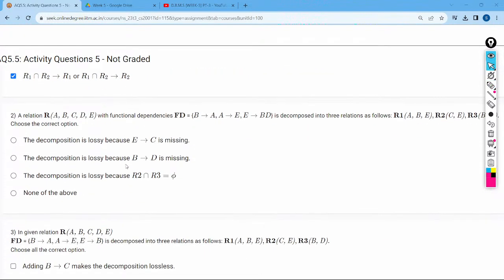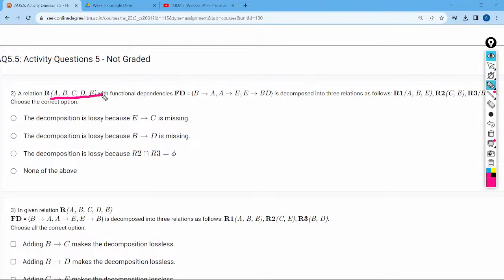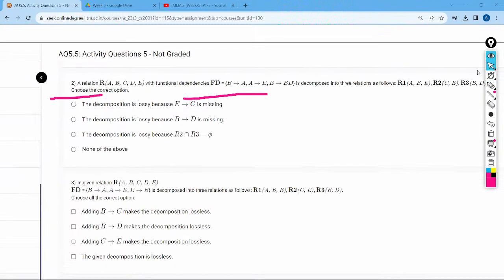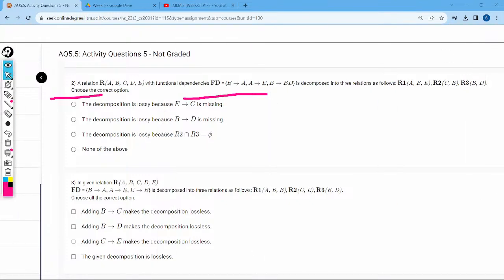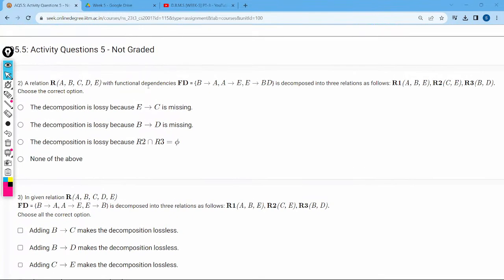Good. Let's move forward. A relation has the following functional dependencies and is decomposed into these three, right? So the decomposition is lossy because E comma C is missing or not. So let me check. Okay, let me check. So firstly, check for B arrow A. Let's not check for B arrow A. Let's just check whether the given one exists or not, right? E arrow C. Let's check for E arrow C.